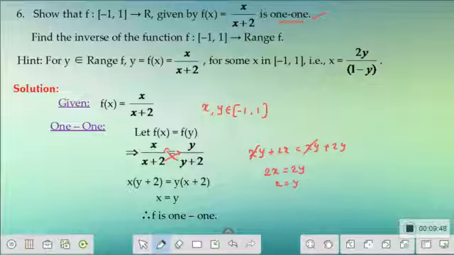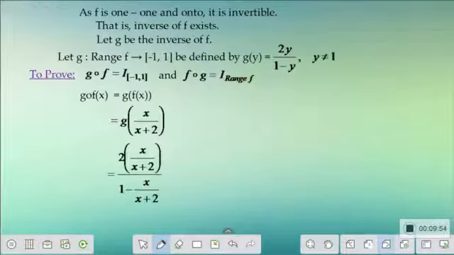given function. So let me consider the inverse as some g. That is, I'll name the inverse of the function as g, and let me try to find out what this g is. Here I'm assuming the function g, which is from the range of f to the closed interval minus 1 comma 1, because this is how it has to be, because we have f from the closed interval minus 1 comma 1 to range f.